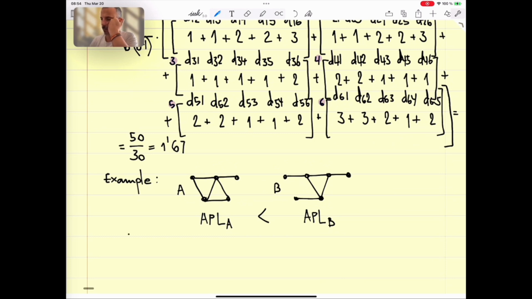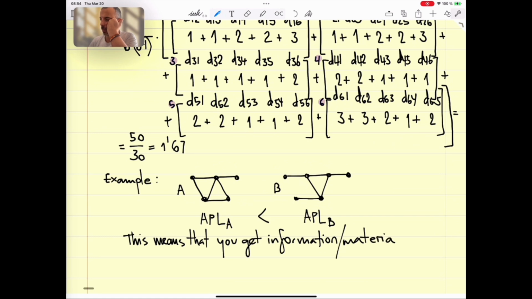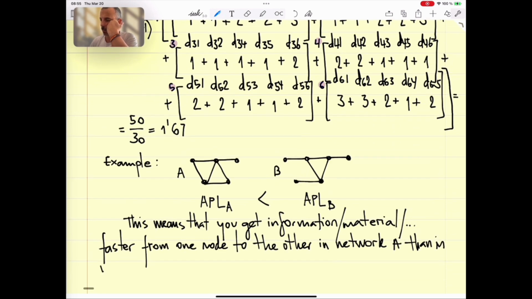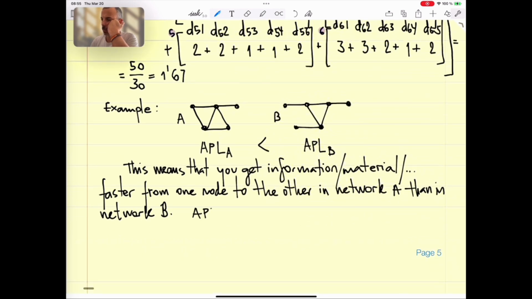And this means that you get information or material or money or whatever you're moving in the network faster from one node to the other in network A than in network B, because the average path length of A is smaller than the average path length of B. Okay?